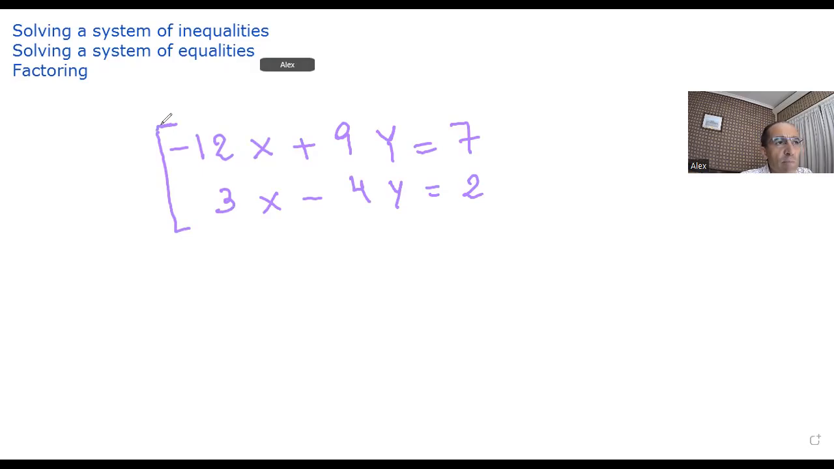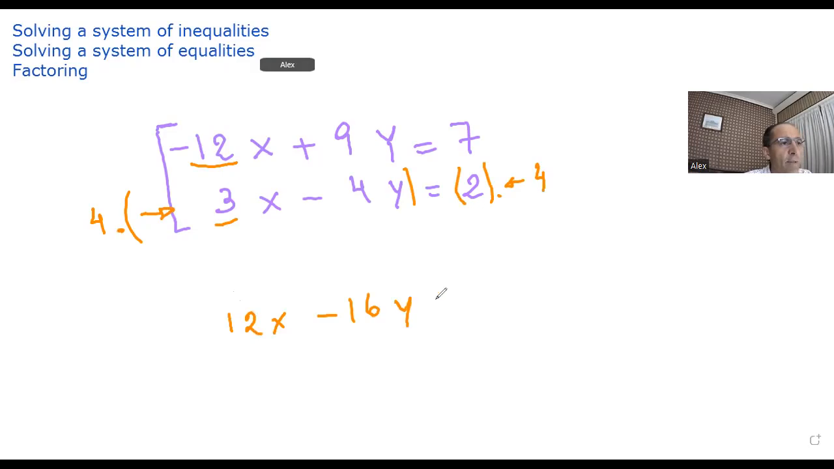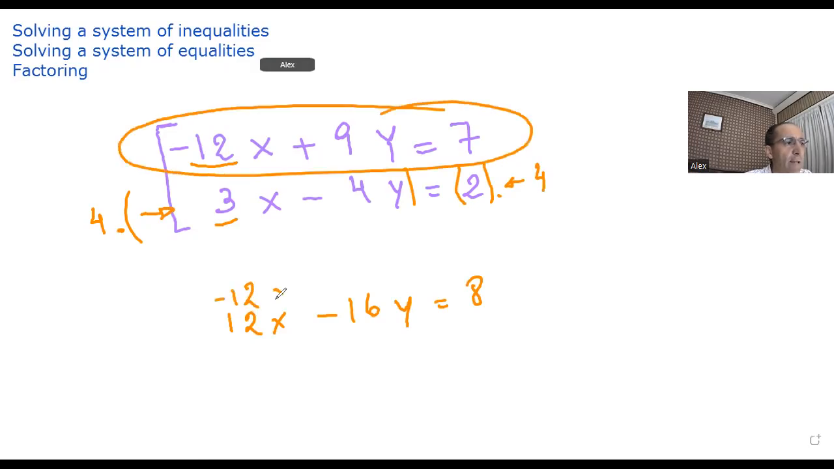Now, there are several methods to handle this. And one would be adding and subtracting, it is called. We can check there is a 12 here and there is a 3 in the other one. So if I multiplied the second equation by 4, I multiply by 4 this side of the equation and also this side of the equation by 4, then I would get 12x minus 16y equals to 8. Let's put this other one again here, minus 12x plus 9y equals 7.